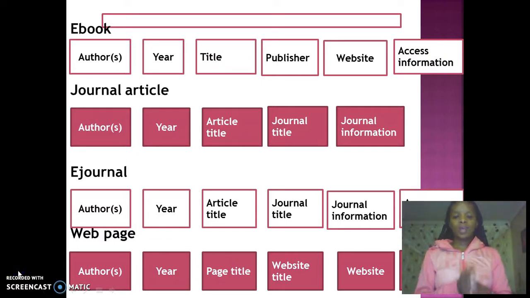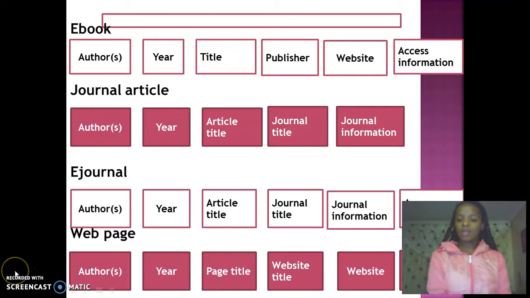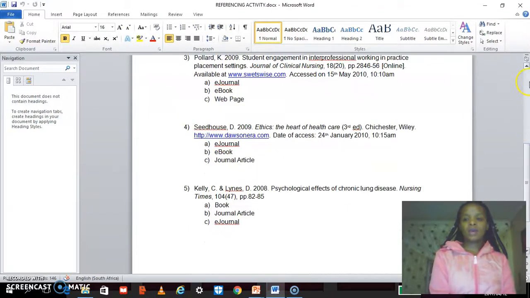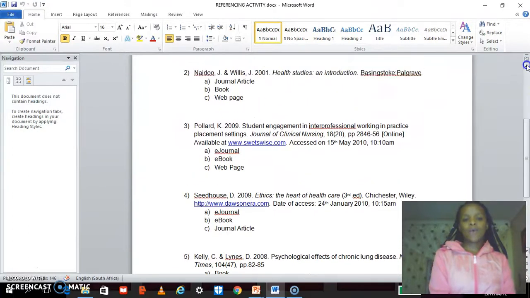So now I think we have completed the tutorial, but there's an activity that I'd like us to do based on referencing. So let's get started on the activity. In this referencing activity, it's a multiple choice question. I've given you references that you have to select whether number one, this reference is A, a web page, B, a book, or C, an ebook. So we're going to look at all these references. Let's go to number one.